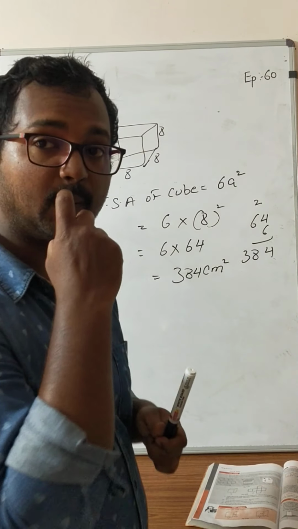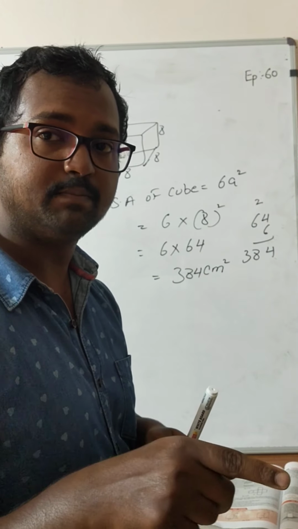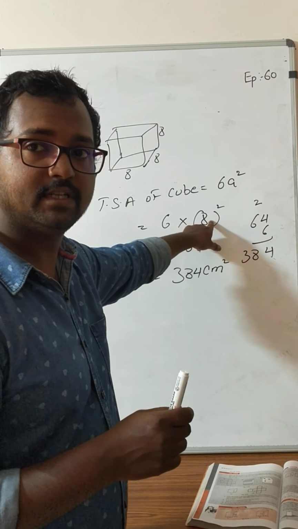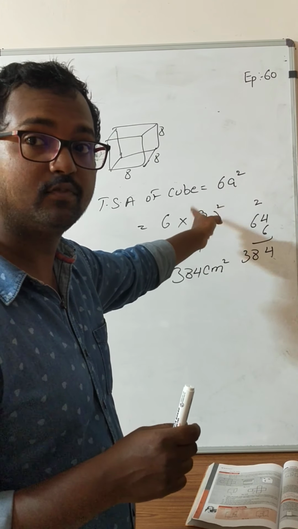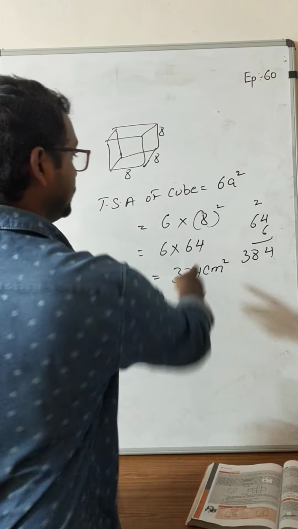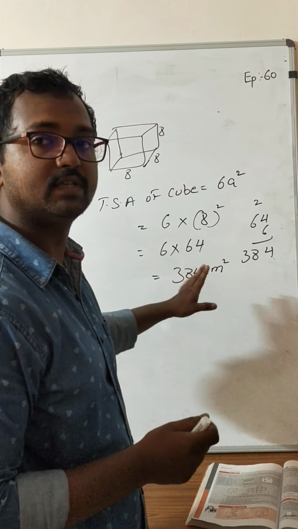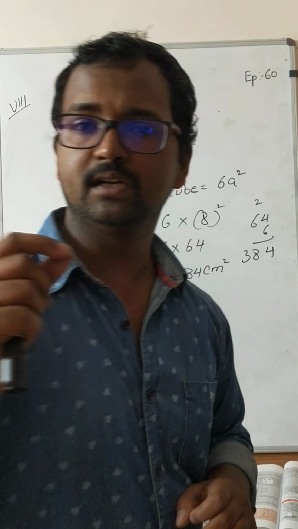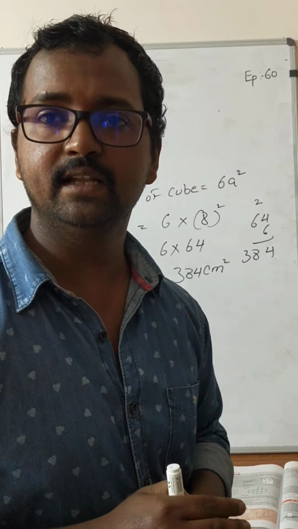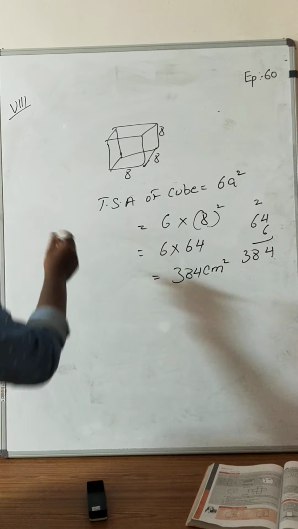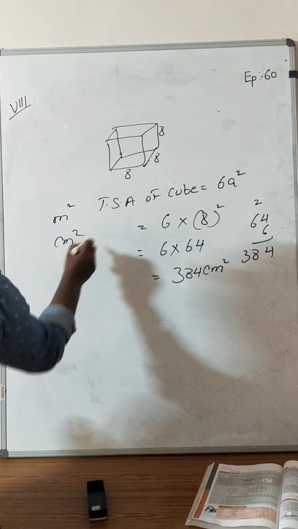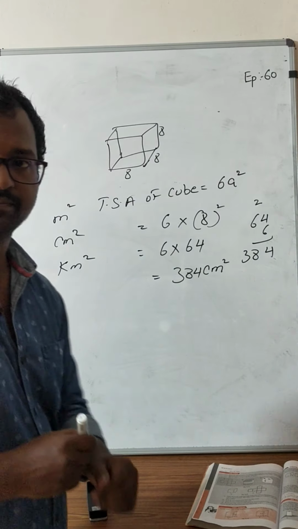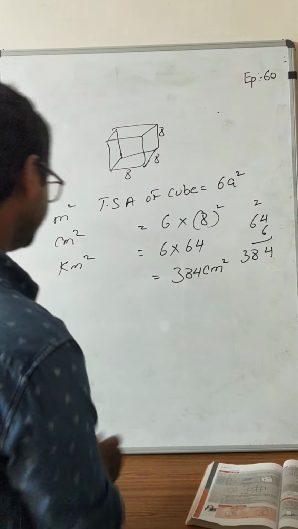Remember, area is always in square units. This is 8 centimeter, so 8 centimeter into 8 centimeter becomes 64 centimeter square. 64 centimeter square into 6 is 384 centimeter square. Whenever you see any term which has a square, such as meter square, centimeter square or kilometer square, you should understand that it is area.